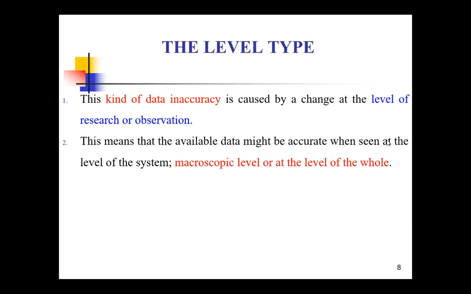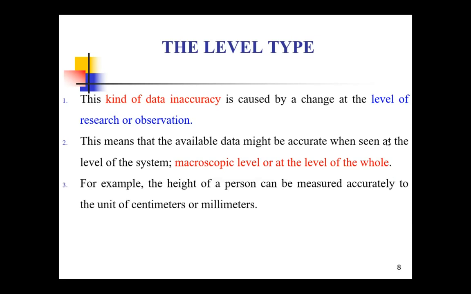So because of this level type, the available or obtained data may be accurate when seen at different levels. It may be macroscopic or microscopic or as a whole. So we have to decide which level we are going to use in the experiment.